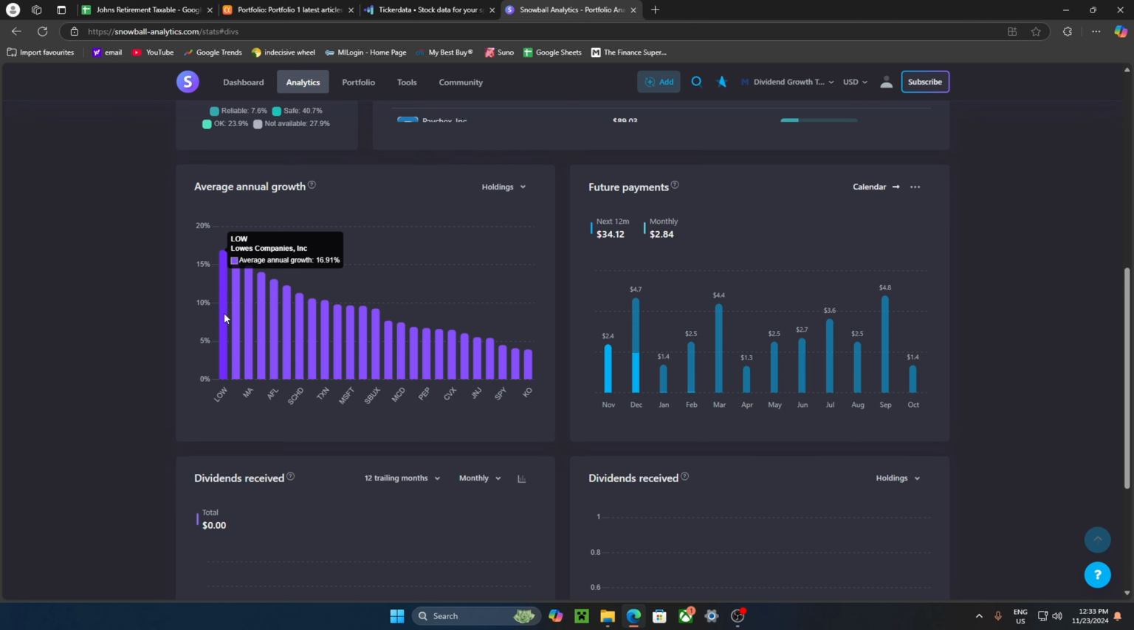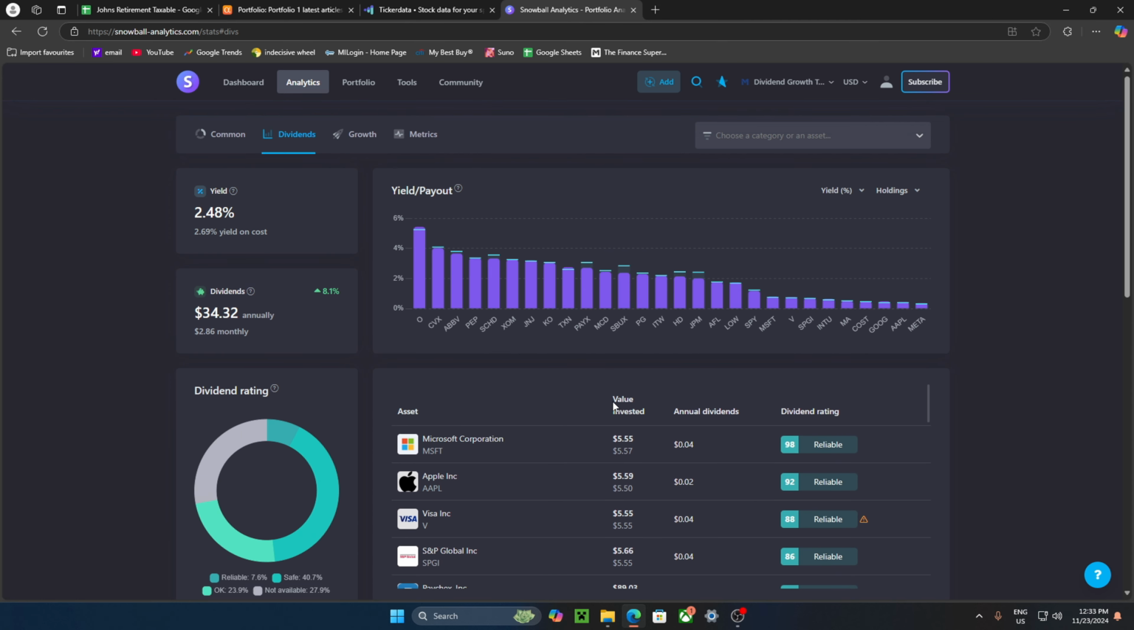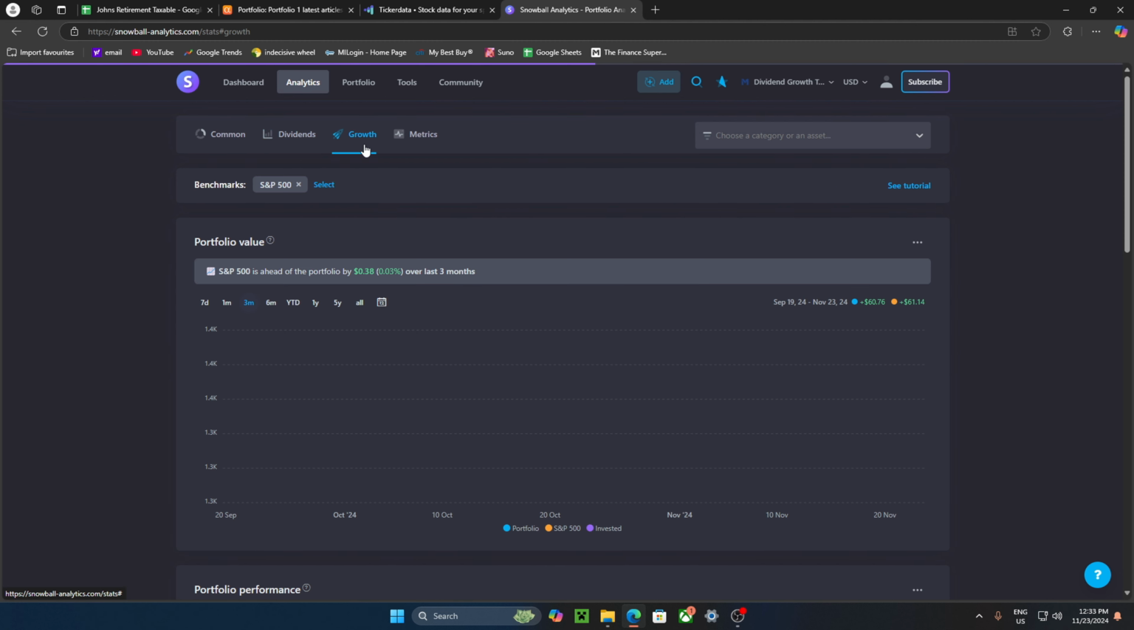Average annual growth, this is just amazing. Lowe's is definitely going to be one of my favorite holdings. I'm really impressed with them.